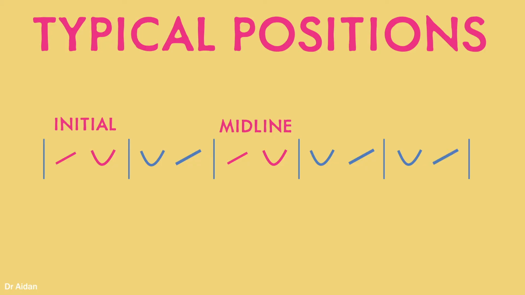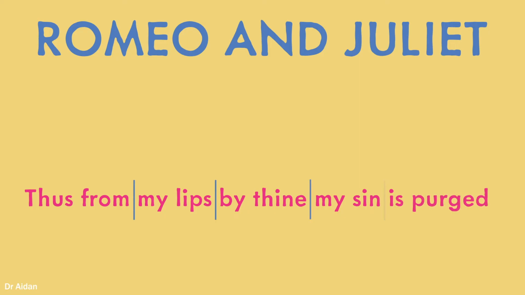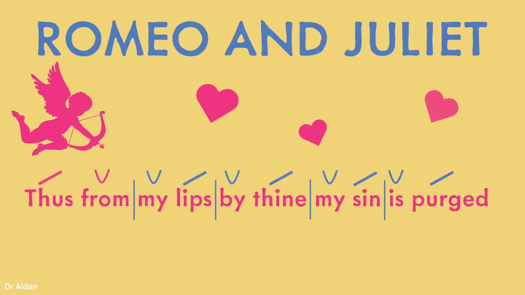Normally they appear at either the beginning of a line or in the middle of a line. For example, the word thus in this line from Romeo and Juliet. Thus from my lips by thine my sin is purged. By reversing the expected pattern, the trochee draws our attention to a key act. He's just kissed Juliet for the first time. So we linger a moment on the word thus and then skip over from my to the word lips. Thus from my lips by thine my sin is purged.